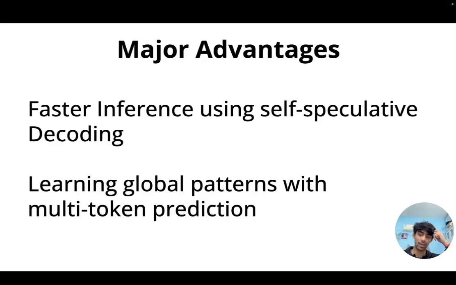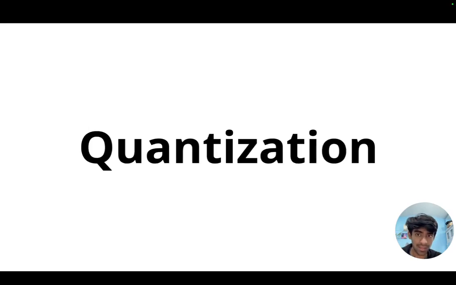Okay, now the major advantages we have already talked about. It is using self-speculative decoding, that is making the inference much faster, and it is learning global patterns with multi-token prediction. In the paper itself, if you go and read, they are even doing multi-token bytes. Instead of words, they're using bytes for that, and even in that they're seeing very good results.